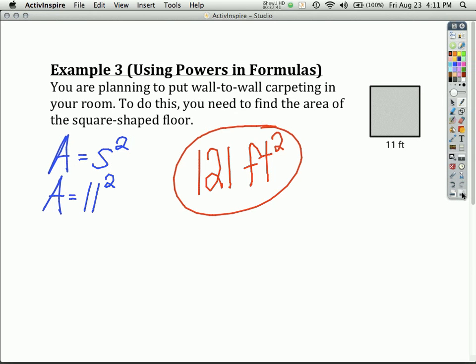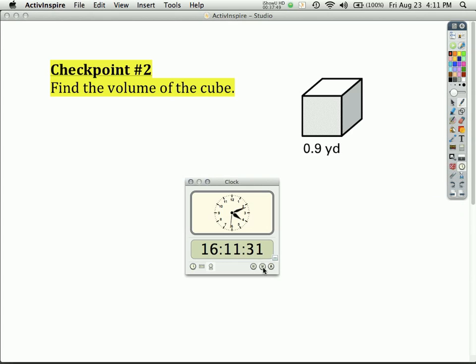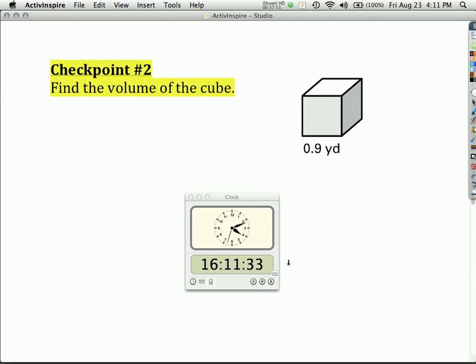Good. Let's see how you do on your own. Checkpoint number 2. You do not have to copy the question. You just need to find the answer. Got a minute and a half.